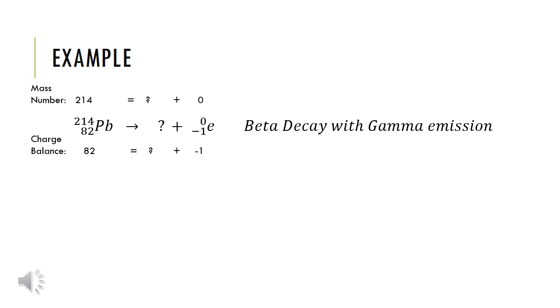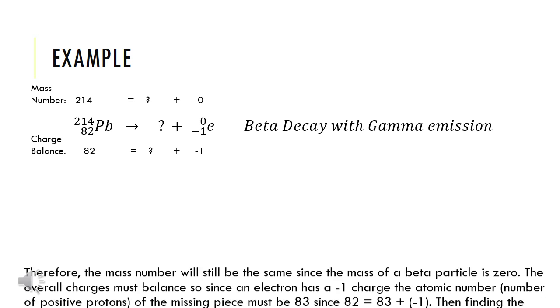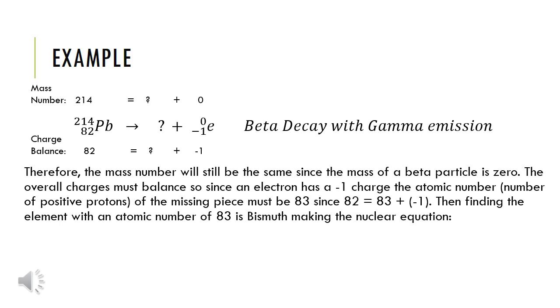So the charge balance, lead has an atomic number of 82, meaning that there's 82 positive protons, and that has to equal something plus a -1. So 82 is going to equal 83 plus a -1, because 83 minus 1 equals 82. So that must mean that the atomic number is 83. So therefore, the mass number will still be the same since the mass of a beta particle is 0.